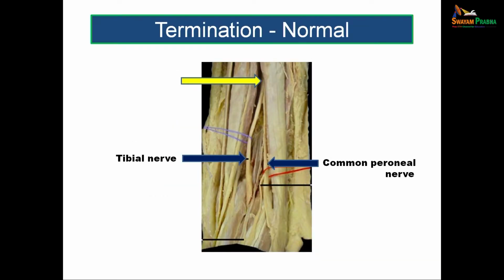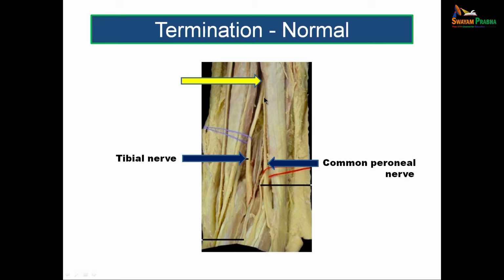Now, let us look at the termination of the sciatic nerve. Sciatic nerve, once it reaches the popliteal fossa, divides into its two components at the upper angle of the popliteal fossa. So, this is where it is going to terminate. At the upper angle of the popliteal fossa, you find the termination of the sciatic nerve into tibial nerve, which continues down in the middle of the popliteal fossa, and the common peroneal nerve which will descend down along the lateral border of the popliteal fossa.